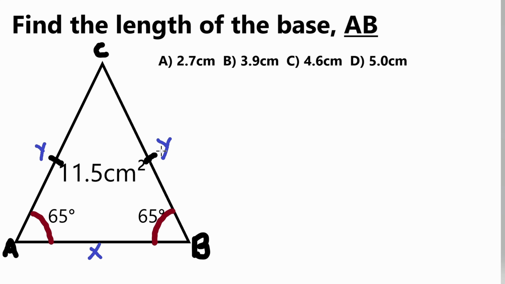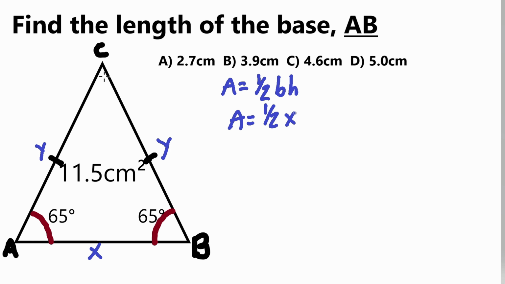So we have the area, and if you know the area of a triangle, you would know that the equation is area equals 1/2 base times height. We can rewrite that with the variables we know. So area is equal to 1/2, base is X, what we want to know, times height. The height we don't know.